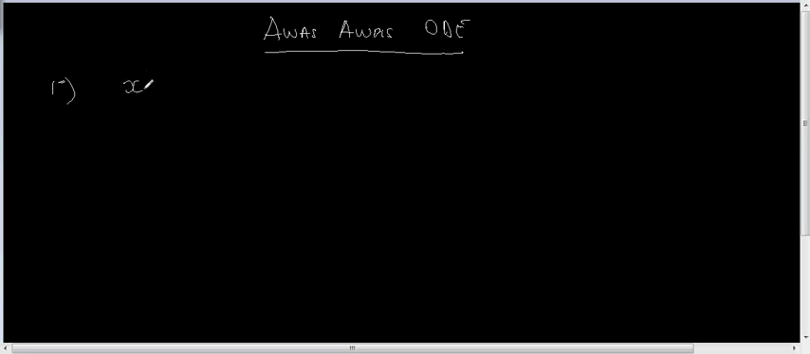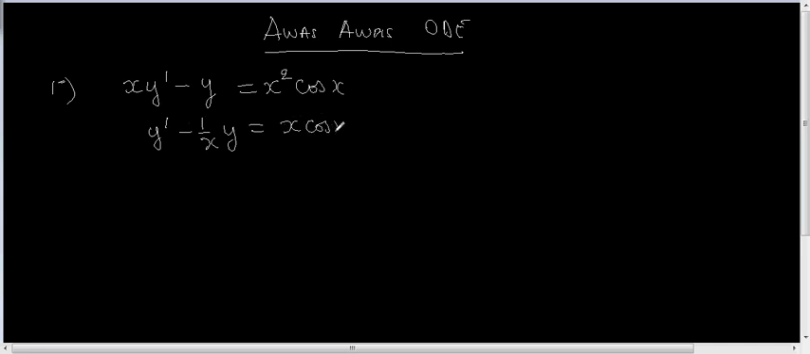Let's see just an example. Let's say we have xy prime minus y equals x squared cosine x. So this is a linear equation. To solve it, the first step will be to find the standard form: y prime minus 1 over x y equals x cosine x.